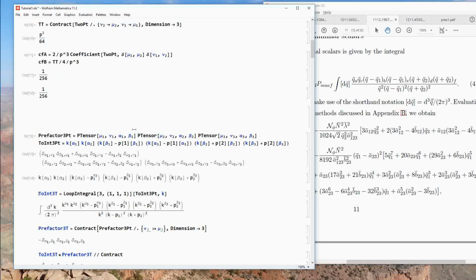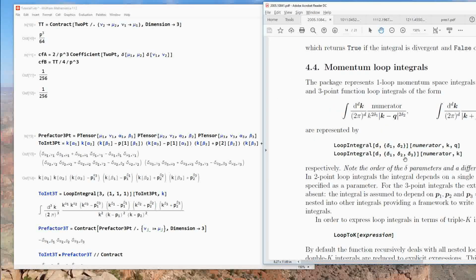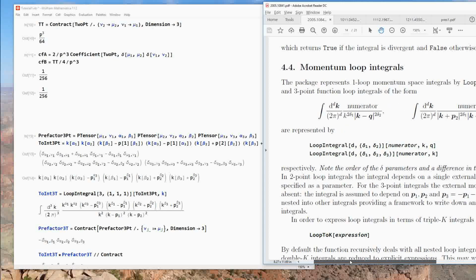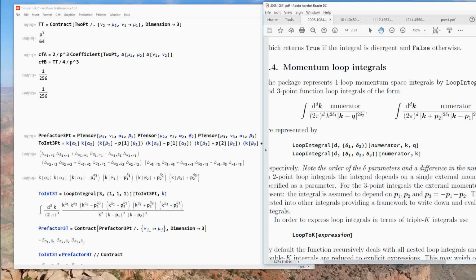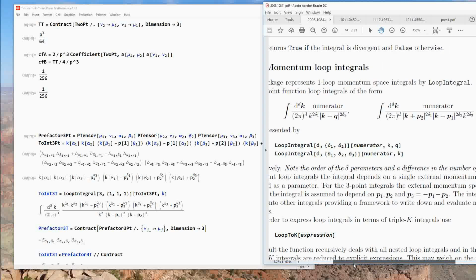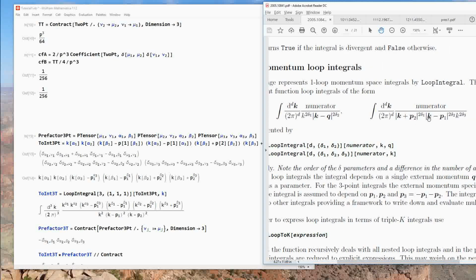Okay, and similarly as before, now we have to write down this loop integral. So it's very similar. So the first argument is the spacetime dimension, and then these 3 powers. And this is very important here. You have to see the order of these guys. So the first parameter, delta 1, is actually the power of k plus p2. This is for symmetry reasons. And then the next one is k minus p1, and then the last one is power of k.